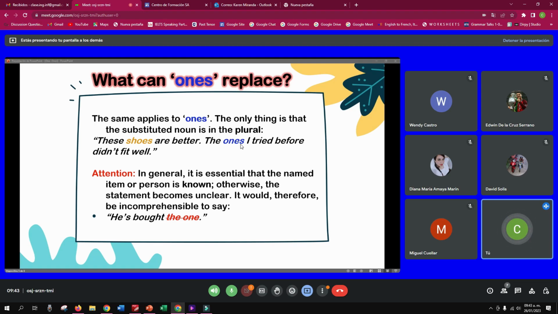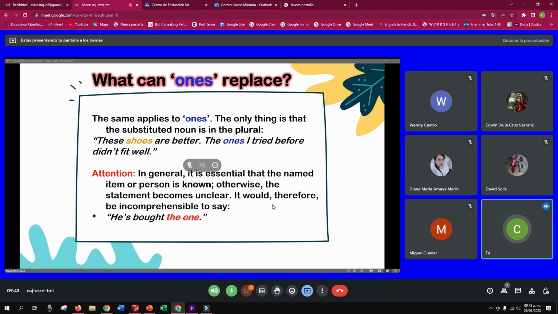Otherwise, the statement becomes unclear. If you don't mention the noun, the object, the place, etc., before, you will get confused because you won't know what you are talking about, or what the context of the sentence is, right? For example, here, these are better. These what? You need the noun there, right? So these shoes are better, right?